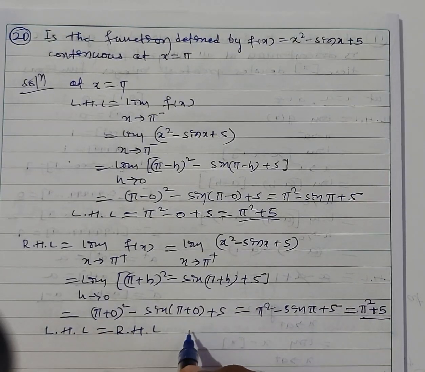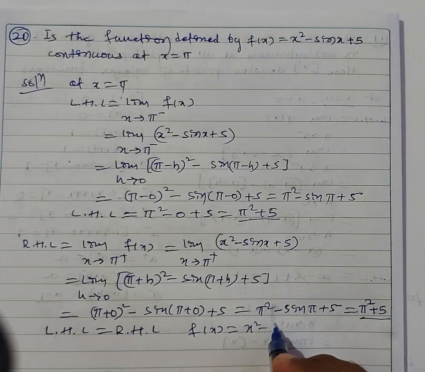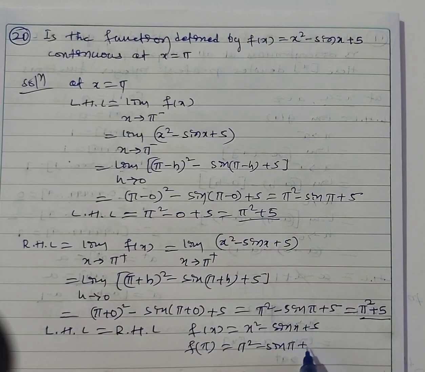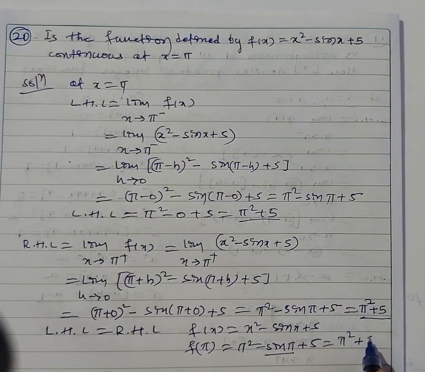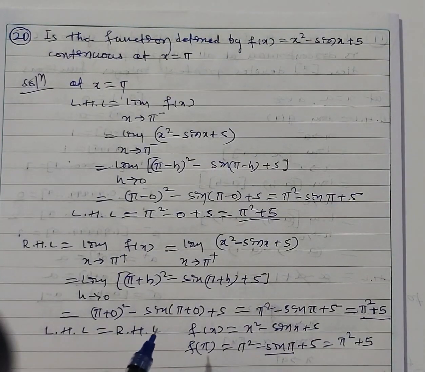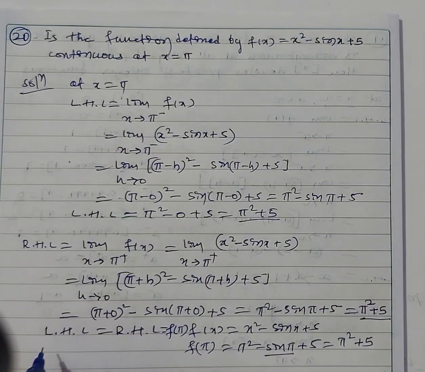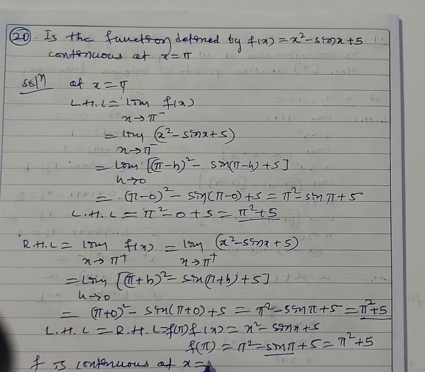Okay, what about f of pi? f of x is equal to x square minus sin x plus 5. What is f of pi? f of pi is equal to pi square minus sin pi plus 5. Now the sin pi value is 0, that is equal to pi square plus 5. So left hand limit is equal to right hand limit is equal to f of pi. Which means f of x is continuous, f is continuous at x is equal to pi.